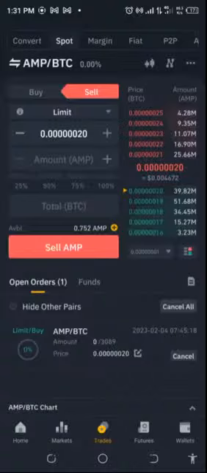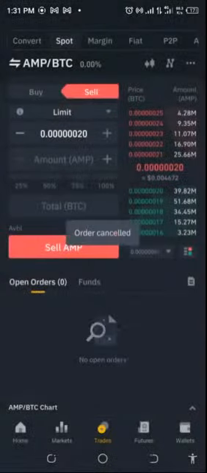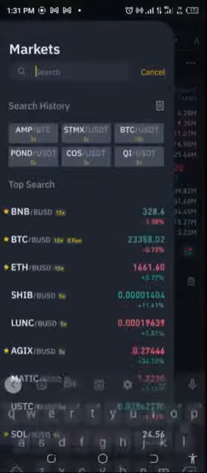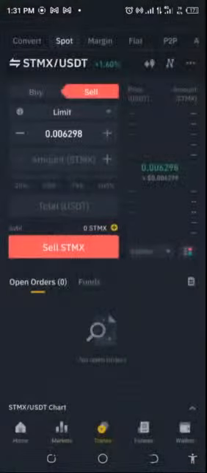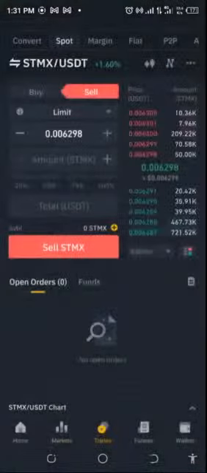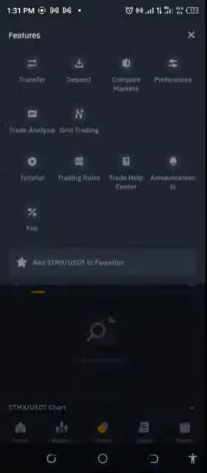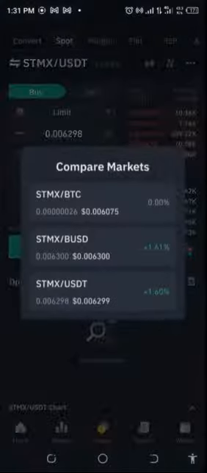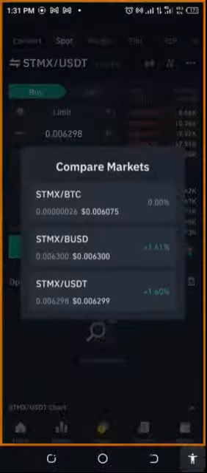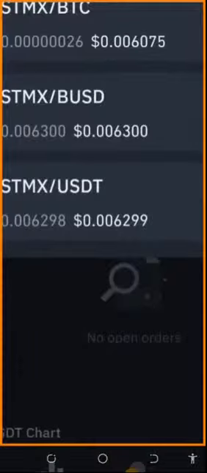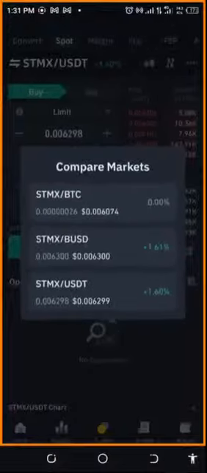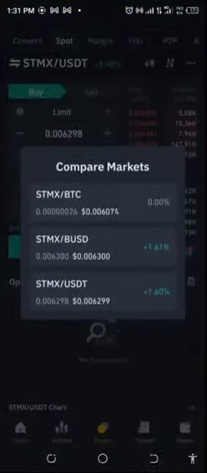Okay, so let's cancel this. Cancelled. So we're going to go to another coin. We're going to use STMX. Like I always say, the first thing you need to do is to check and compare the markets to see what's going on there, see if there's any opportunity whatsoever. Okay, it looks like there's an opportunity here, so I'm going to try and see whether I can actually buy STMX with my BTC.